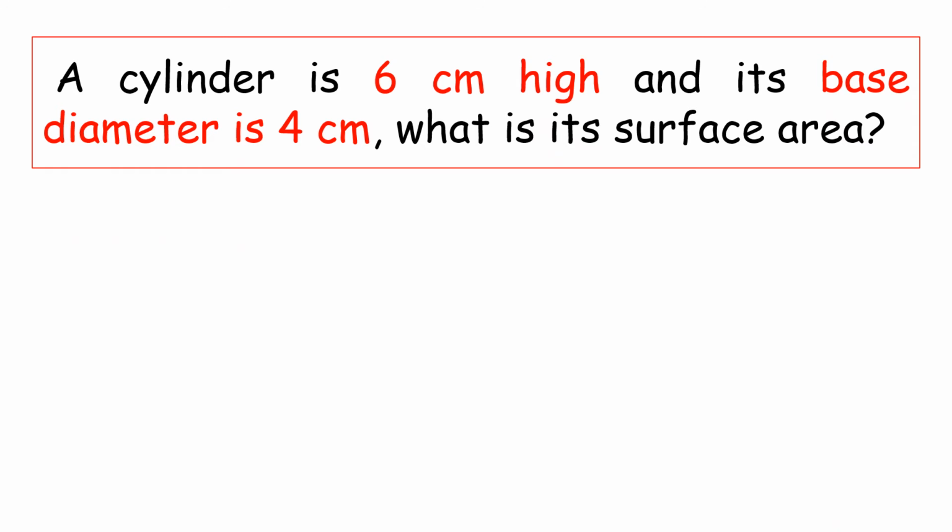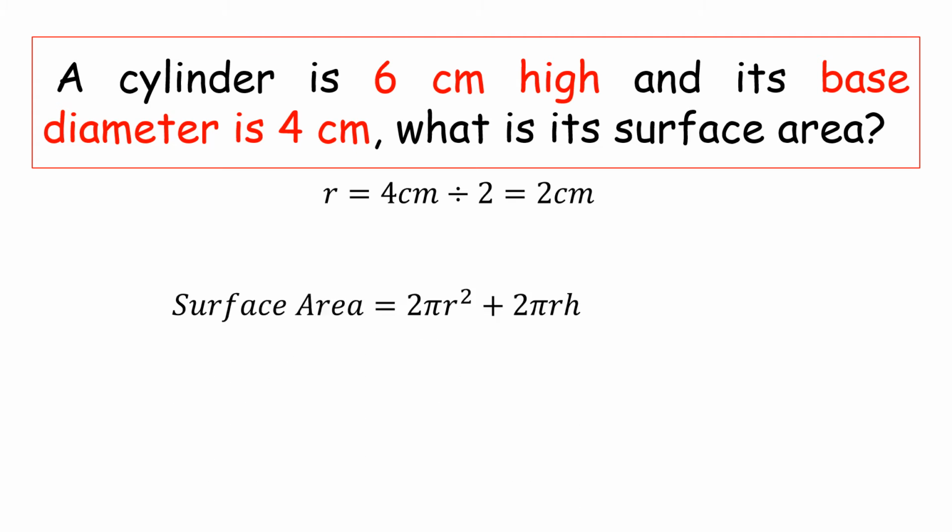Now let us have another one. A cylinder is 6 centimeters high and its base diameter is 4 centimeters. What is its surface area? This time it is asking for the surface area. But before that, we are going to determine the radius since the diameter is given. So 4 centimeters divided by 2 is equal to 2 centimeters.